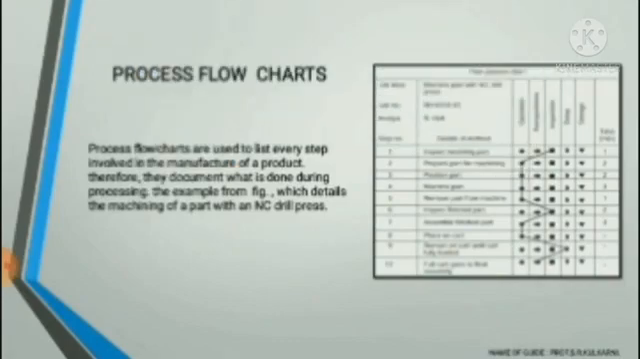Now let's see the process flow chart. Process flow charts are used to list every step involved in the manufacture of a product. Therefore, they document what is done during processing. An example from the figure details the machining of a part with an NC drill press.